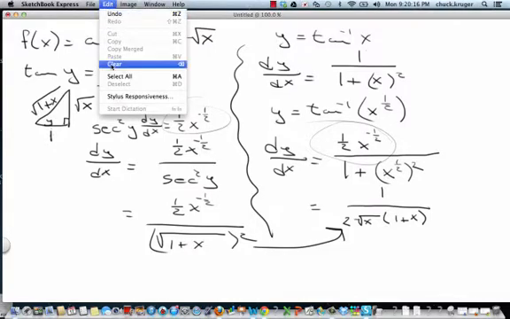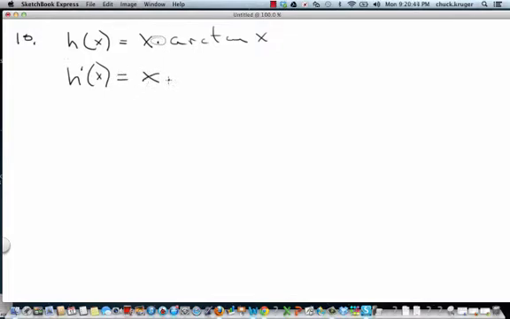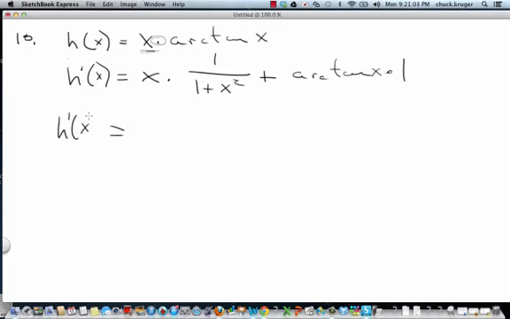Alright, let's take a look at the next problem. Number 10 says we have h of x is equal to x times the arctan of x. Find the derivative. The reason I brought this in here is because I'm multiplying, so I'm going to need the product rule. I have x times the derivative of arctan x, which is 1 over 1 plus x squared, plus the arctan of x times the derivative of x, which is 1. So my final answer, the derivative of h, is x over 1 plus x squared plus the arctangent of x.